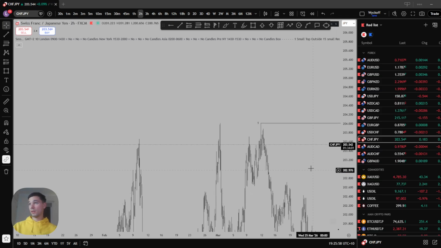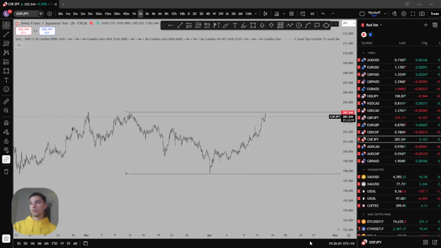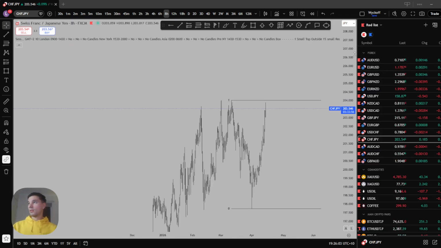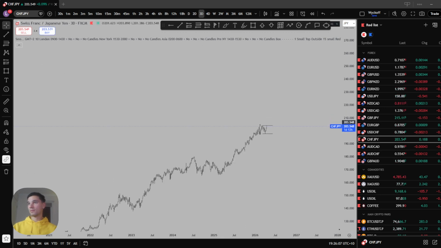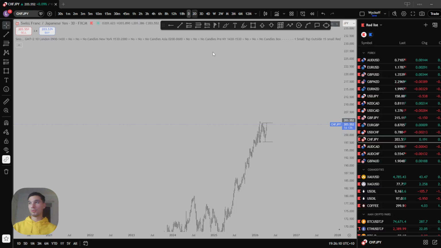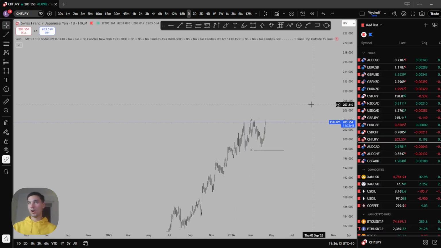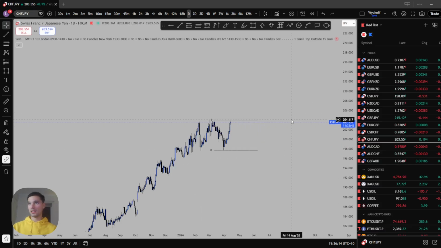Well, this is a range. We'll see what happens here. Very, very interesting. It would be crazy if we can catch a distribution here. Short the top of the Swiss franc against the Japanese yen.